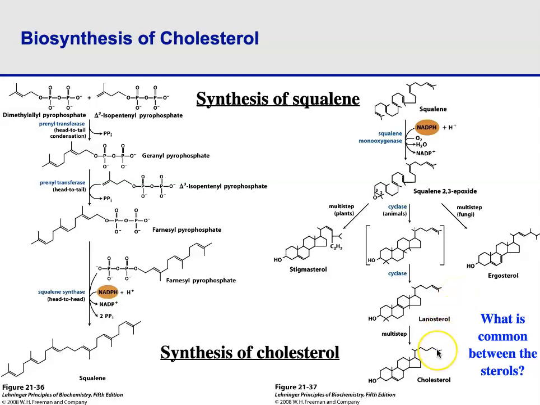Remember, these molecules will be included in the membrane, and the membrane molecules always have a hydrophilic head group and a hydrophobic tail. This is a very rigid molecule, and whenever it's inserted in the membrane, we've talked about this in 481, it adds rigidity in the membrane as well. So, this is it for biosynthesis of cholesterol.